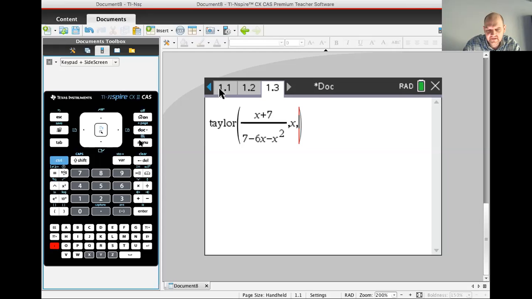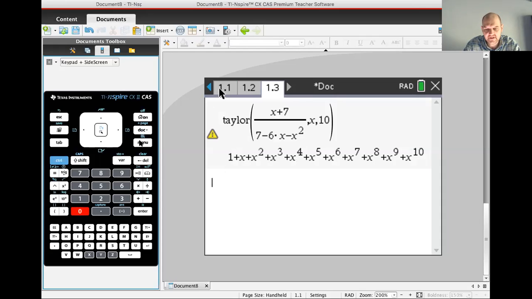Let's do like 10th degree, and I think this is going to be 1 plus x squared plus all the way up to x to the 10th. And it is nice. It's weird, right? Because there's that extra factor and we canceled the extra factor, and that factor would have given us a problem at -7, but that's not in the interval of convergence. So, you know, we got it.